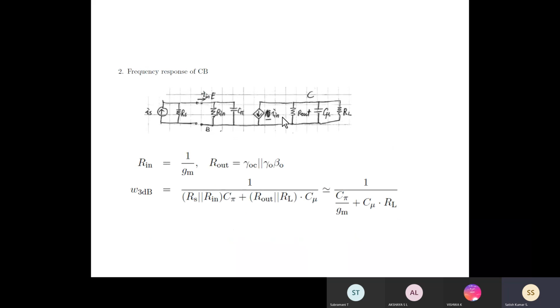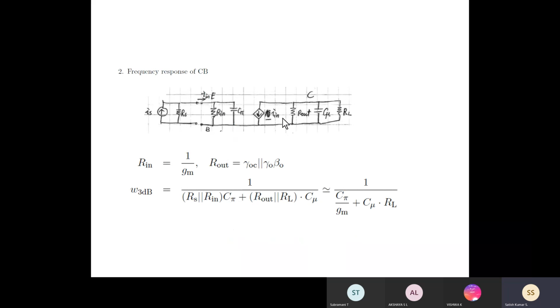The second case is the frequency response of a common base amplifier. We are going to express it in terms of transconductance parameters, or it might also be expressed in terms of H parameters. This is the equivalent simplified circuit for our common base BJT amplifier. We know that the input impedance of a common base amplifier is very low, and the output impedance is the highest value. So the input impedance is equal to 1 by GM.